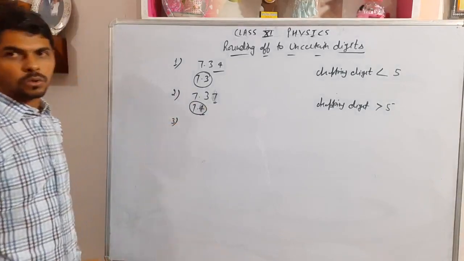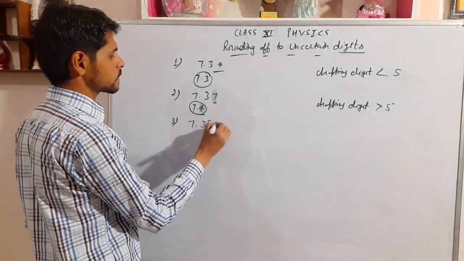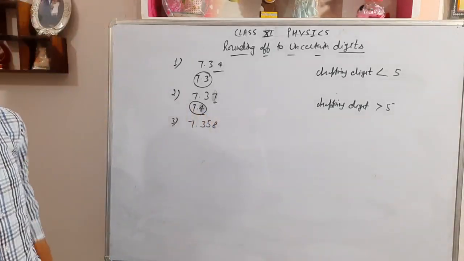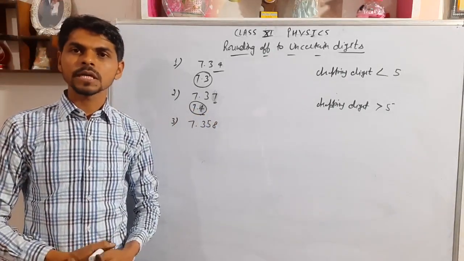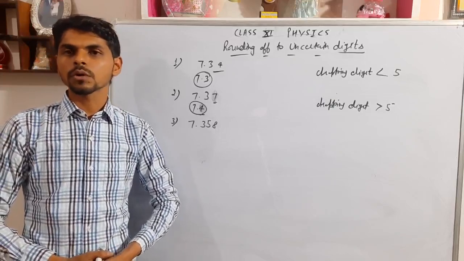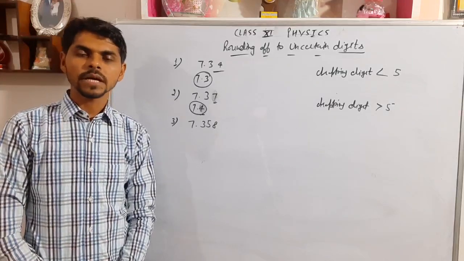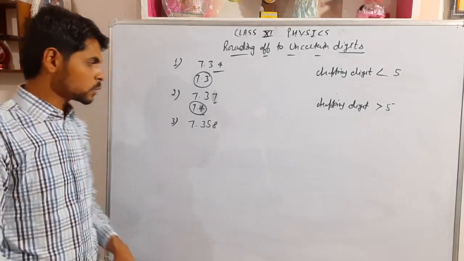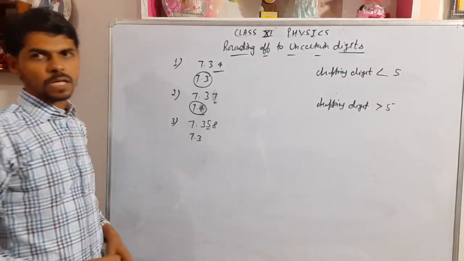So what is the third rule? In this case, the number has 4 significant figures and the question asks to round it off to two significant figures. So what are the two significant figures? That is 7.3. So the dropping digit is 5 only.